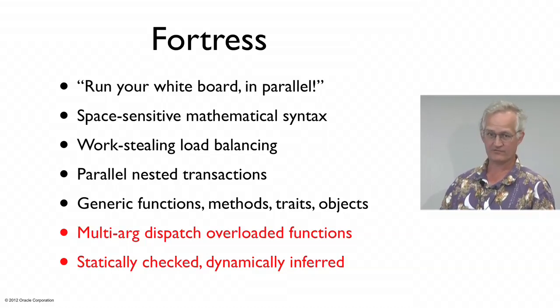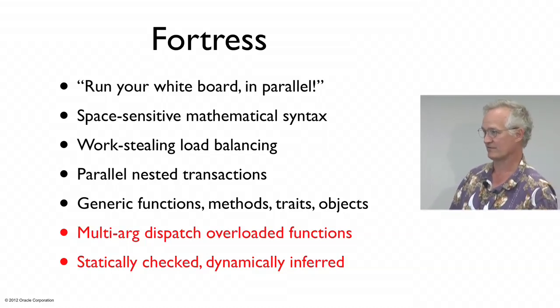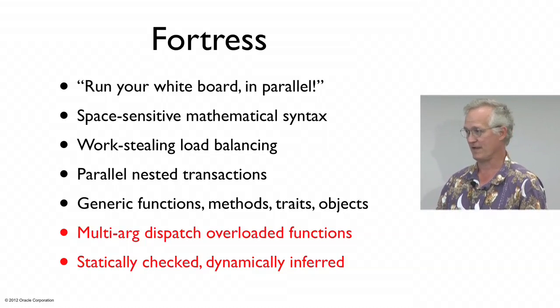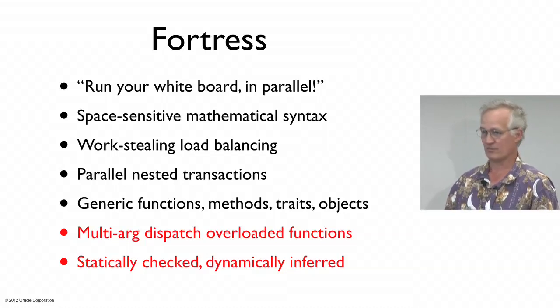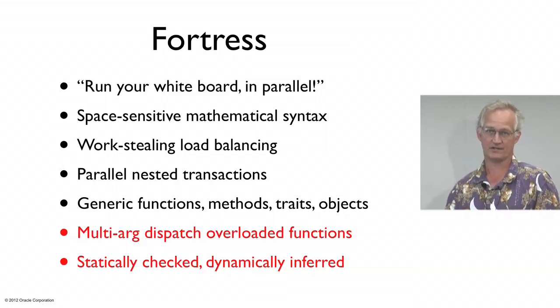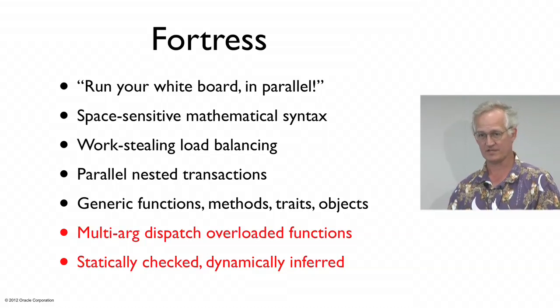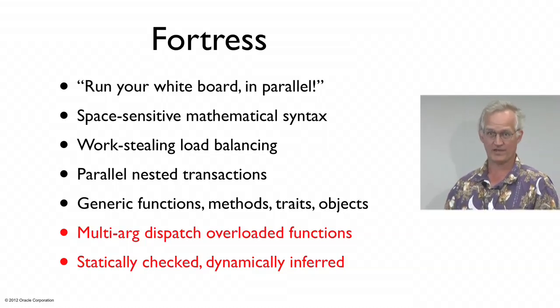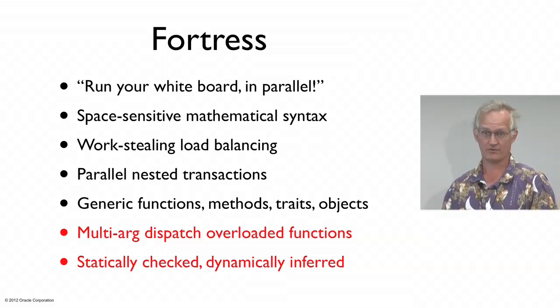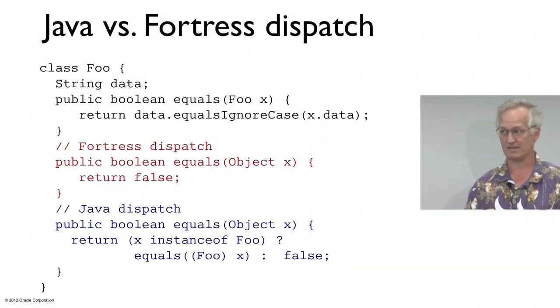It has generic functions, generic methods, traits, and objects. And this talk is about just one of these features, which is the multi-arg dispatch of overloaded functions, where the overloaded functions themselves can contain generic functions that need to be inferred and instantiated. And it's important to understand this language has a type system. It is statically checked. There will be no runtime type errors, but it's very much dynamically inferred, and you could almost think of it as dynamically typed.